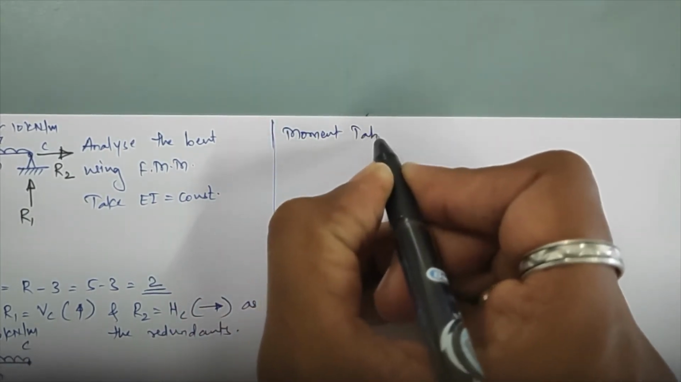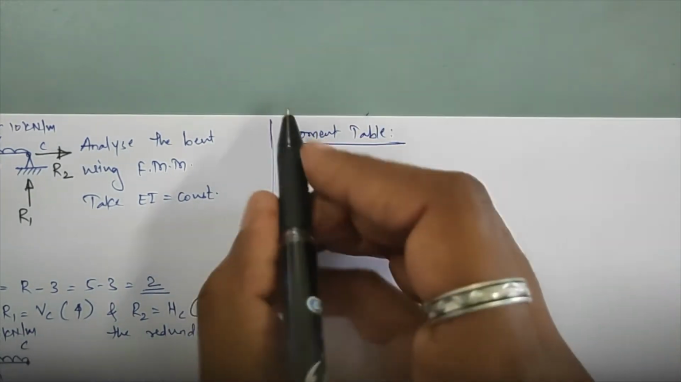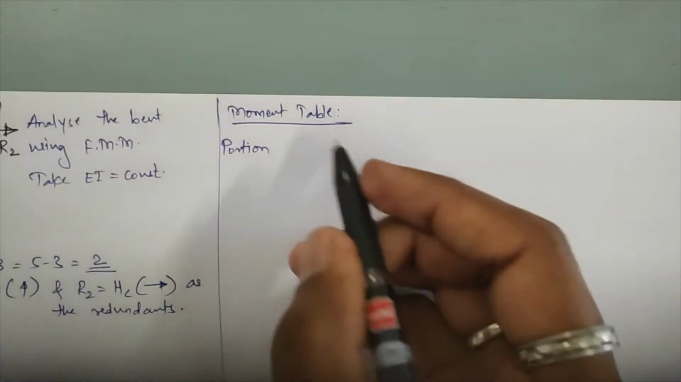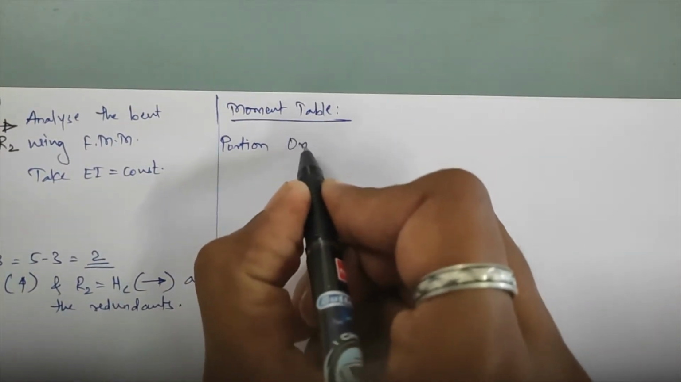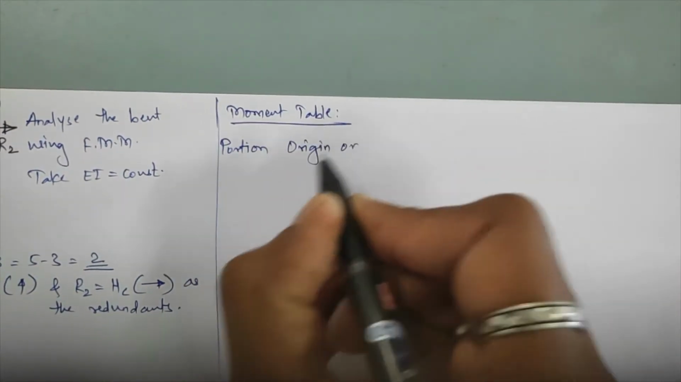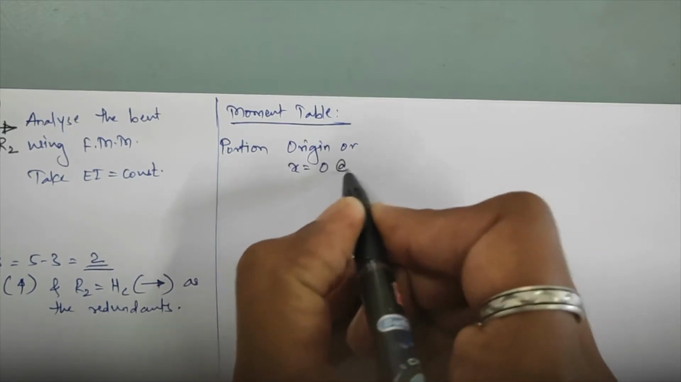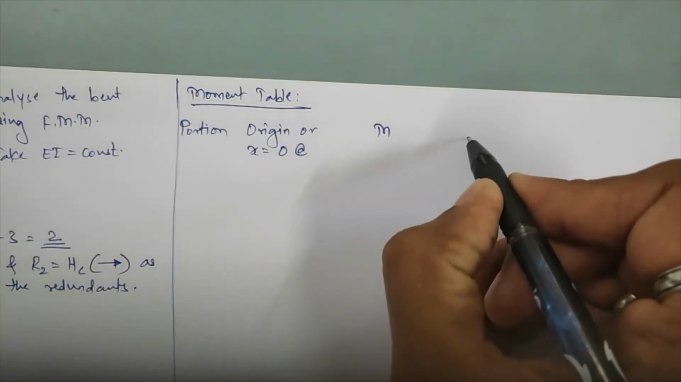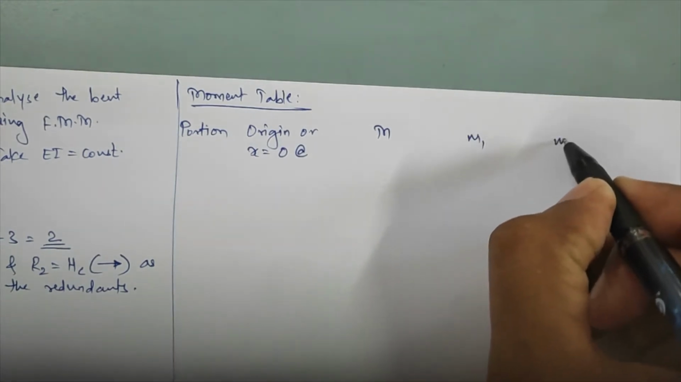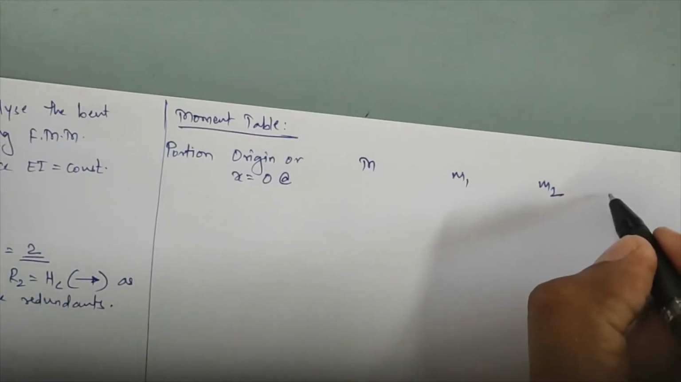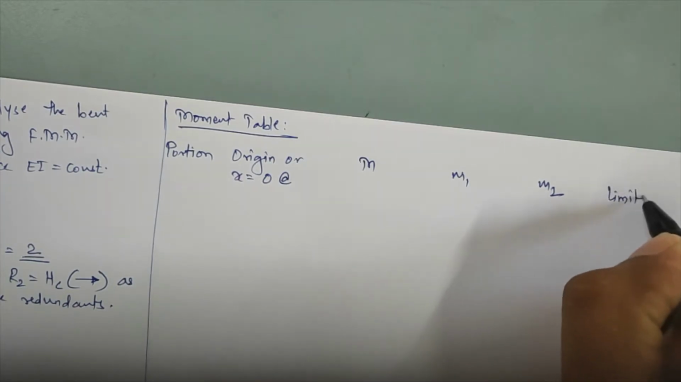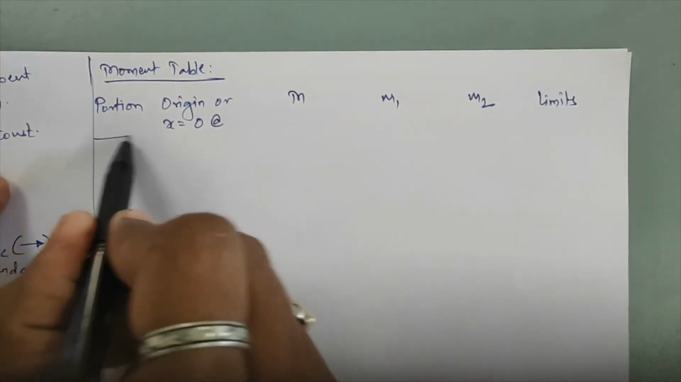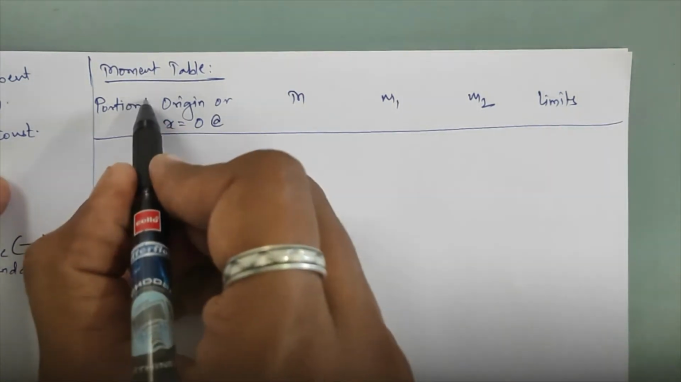In the moment table, as we have seen, the columns are: the first column is the portion, the second column is the origin or x equal to 0, at which point it is. Next is capital M, next is small m1, small m2, and last are the limits. Here your EI values are constant, so the EI column will not be introduced in this table.